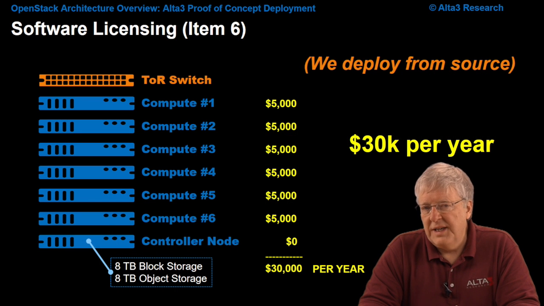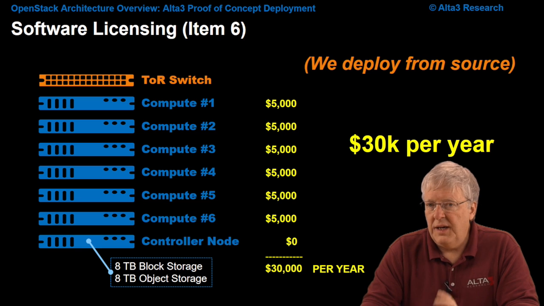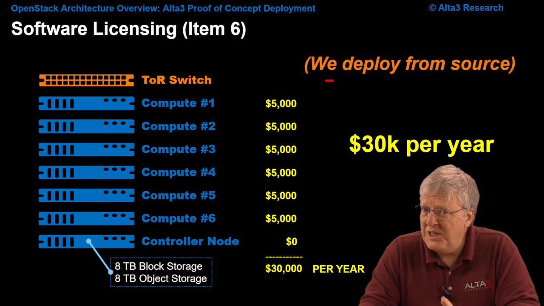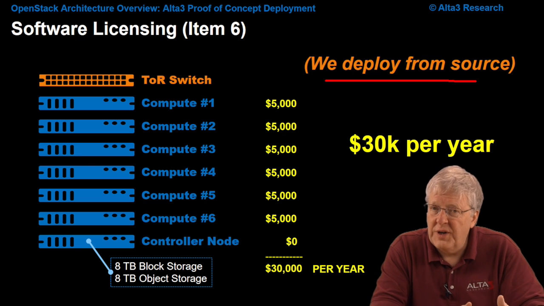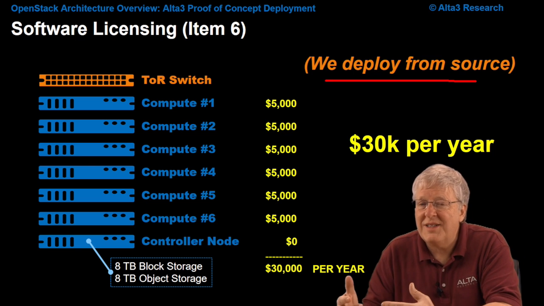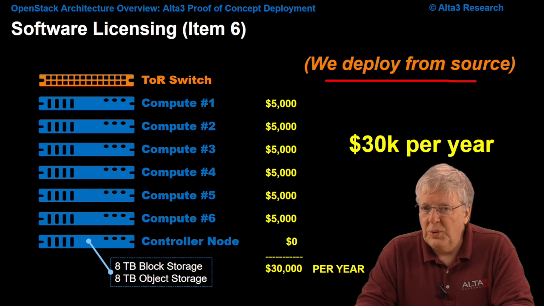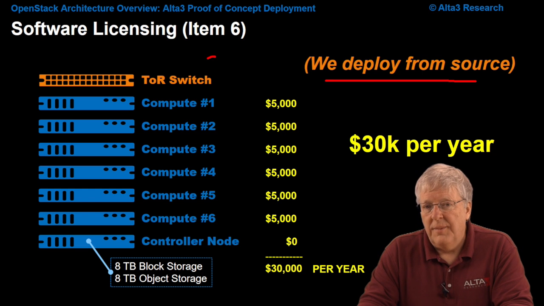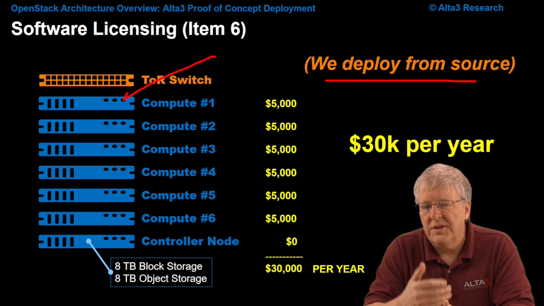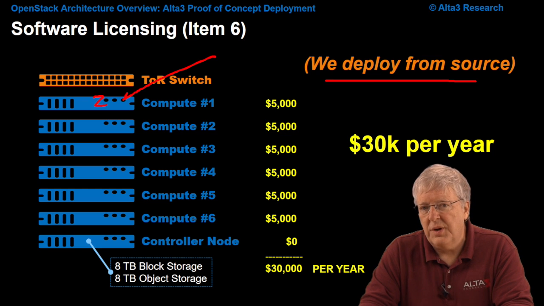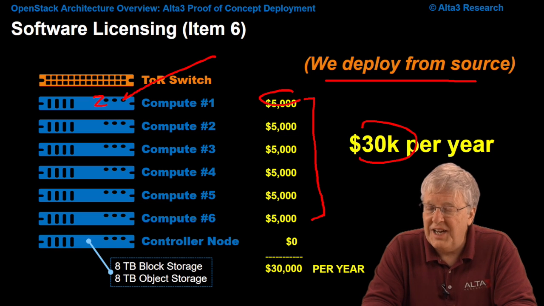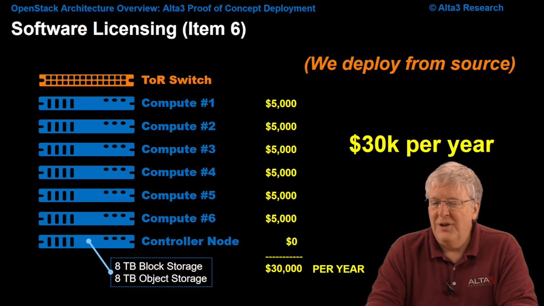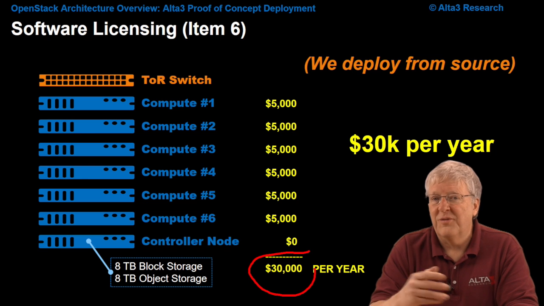Now, regarding software licensing, that was item 6 on the list. I just want to make sure that we're clear on this. We don't do this. We deploy from source. OpenStack is free, so I don't really want to rent it. But if you want to deploy OpenStack, for instance, from Red Hat, then you're going to figure on somewhere around $2,500 a socket. And we said there's 2 Xeon processors in here, so that's where the $5,000 comes from. And if you're going to have 6 compute nodes, then you're going to pony up $30,000 a year, each and every year, nonstop. I don't believe in this $30,000 a year rental of free software.